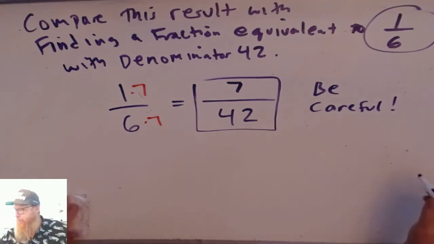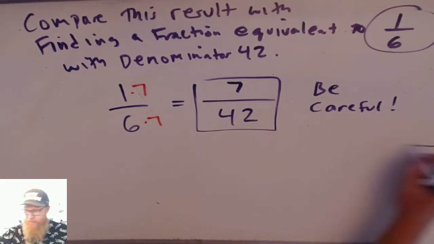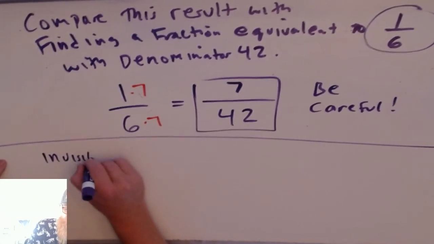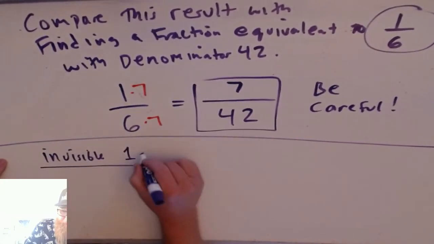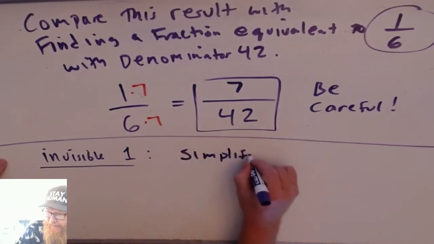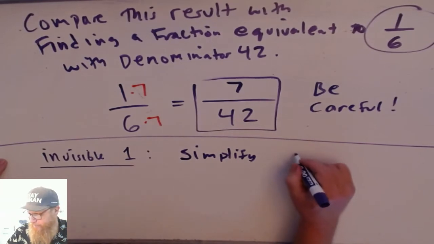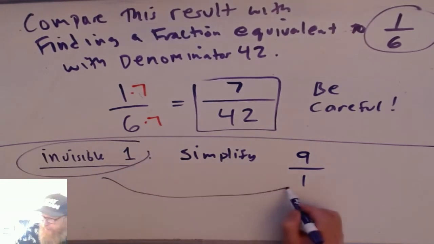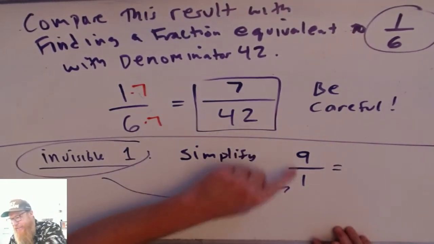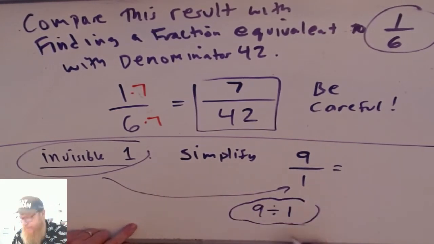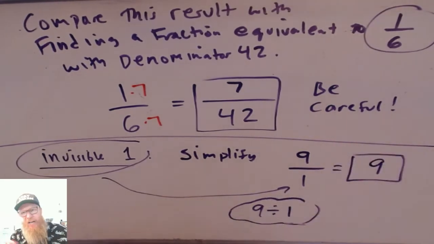And then a couple other comments. Invisible ones. So if I say simplify 9/1, this one is really invisible. So this literally means 9 divided by 1. That's what that means. And so that 1 is invisible, and the final result is just 9.